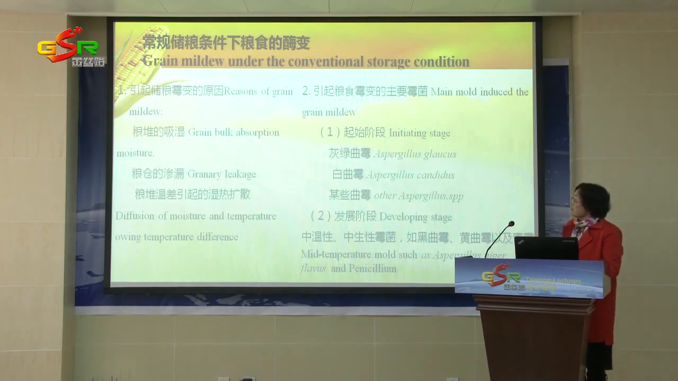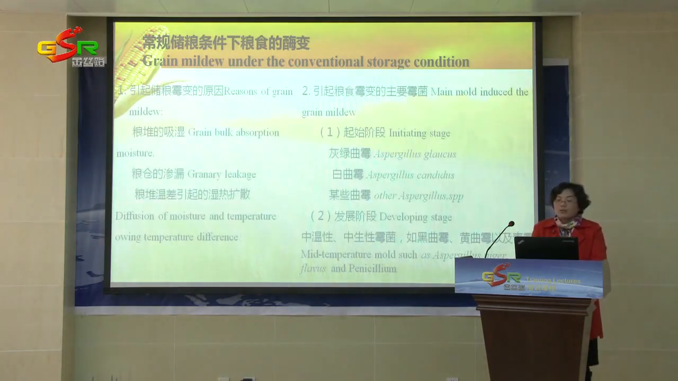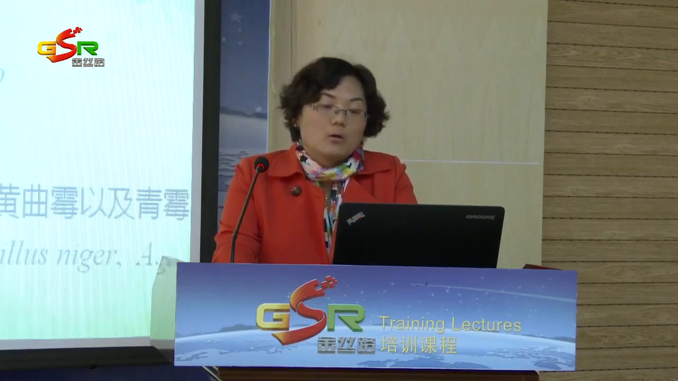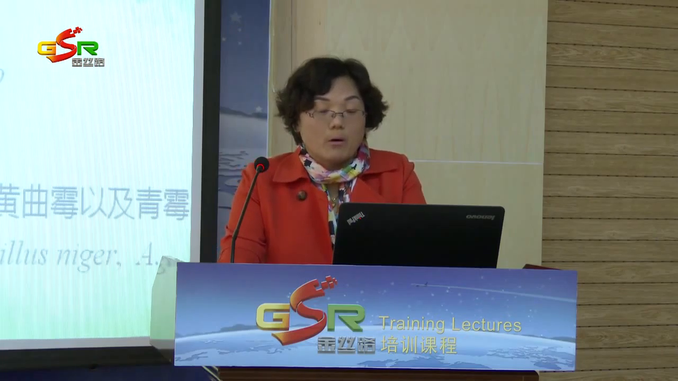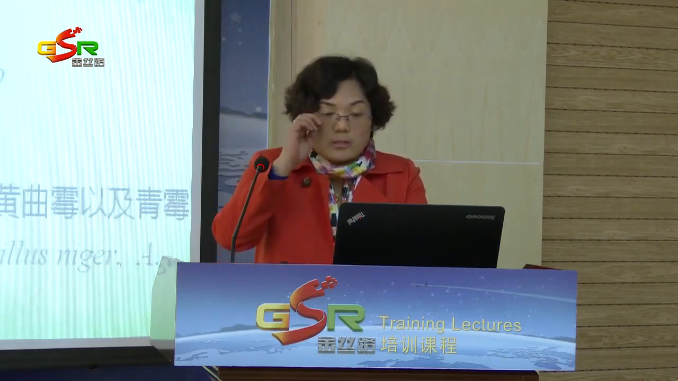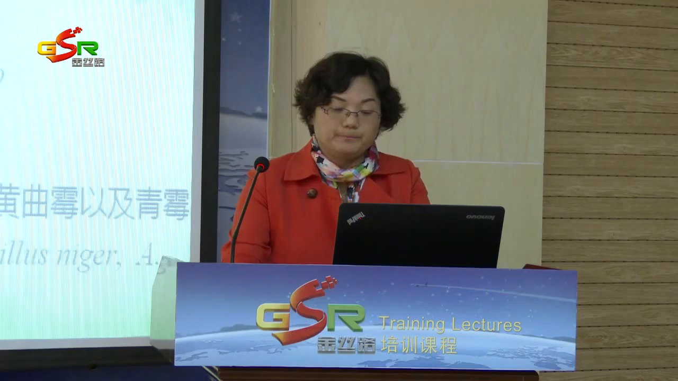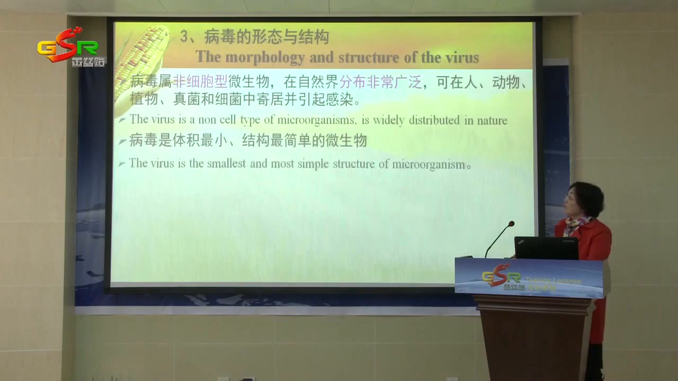And at the developing stage, there are many molds, the middle-temperature molds, such as Aspergillus niger, Aspergillus flavus, and Penicillium. Many more can cause grain mildew. So we must know which main molds cause grain pollution.